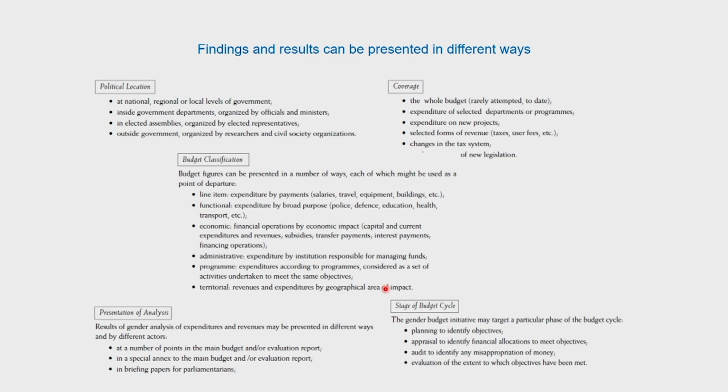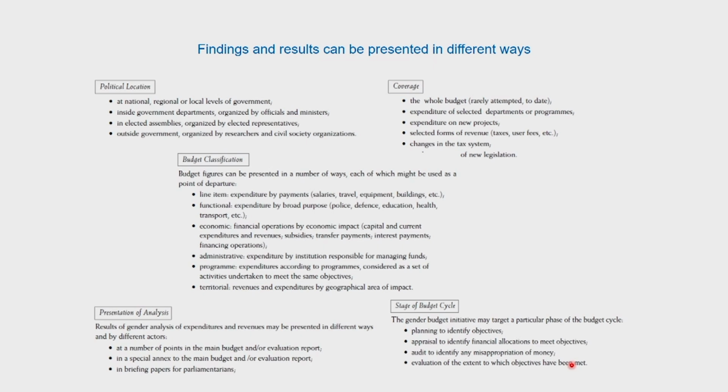In terms of presentation of analysis, results of gender analysis of expenditure and revenues may be presented in different ways and by different actors at a number of points: in the main budget, in a special annex to the main budget, in briefing papers for parliamentarians, even in research papers by academicians. And the stage of the budget cycle: planning to identify objectives, appraisal to identify financial allocations, audit to identify any misappropriation of money, and evaluation of the extent to which objectives have been met.